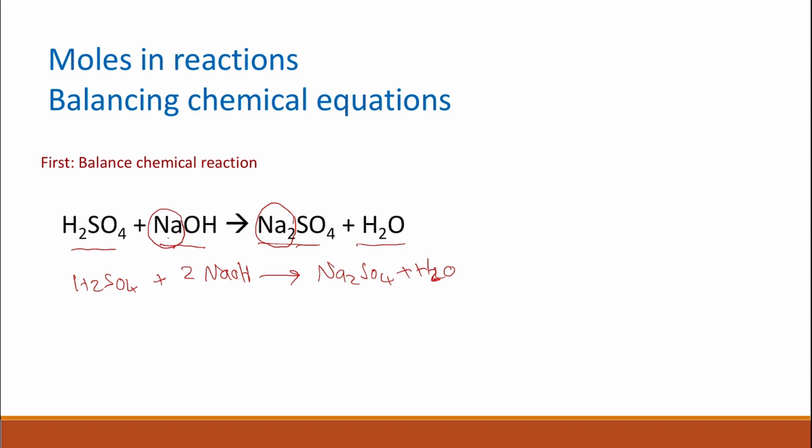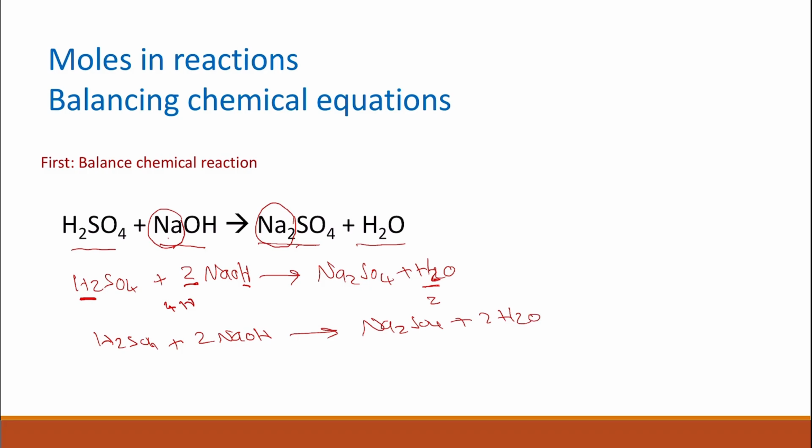So on the left hand side now, after we added the 2 next to the sodium hydroxide, we have 2 hydrogens and 2, so there are 4 hydrogens on that side. On the other side, there are only 2 hydrogens here. So in order to have 4 hydrogens on the right hand side, on the product, we need to add 2 next to the water. So now H2SO4 plus 2 sodium hydroxide will give us sodium sulfate plus 2 water.